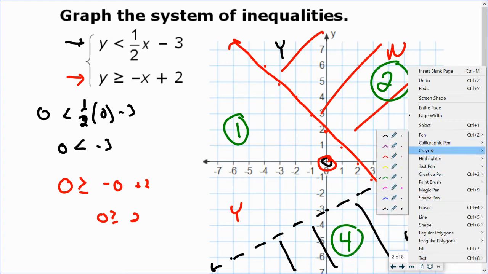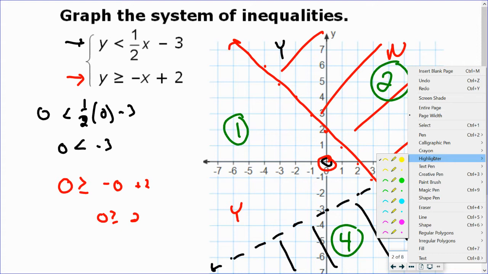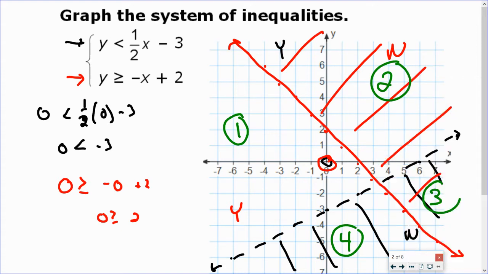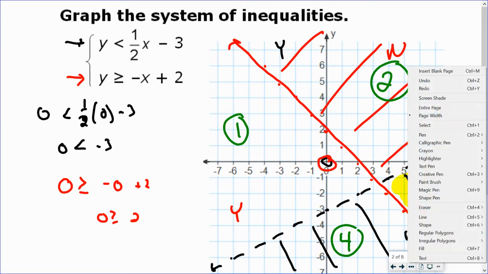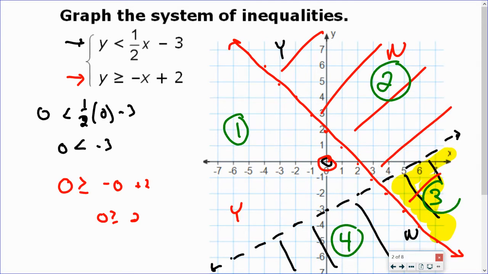So I'm going to use the highlighter here. Region 1 doesn't make sense. That's not it. Region 2, this region right here, there's only one shading. Region 3, I have both shadings. So this looks good to me. Down here, only one. So that's the region that I know. Region 3 happened to be the magic region for this particular one. That was the one I wanted.